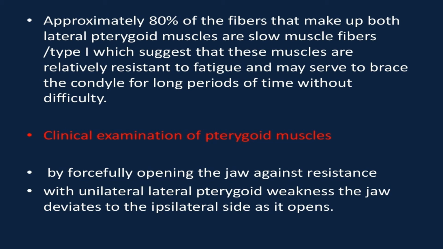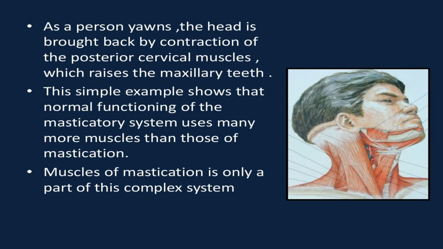79. Approximately 80% of the fibers that make up both lateral pterygoid muscles are slow muscle fibers, type I, which suggests that these muscles are relatively resistant to fatigue and may serve to brace the condyle for long periods of time without difficulty. Clinical examination of pterygoid muscles: forcefully opening the jaw against resistance with unilateral lateral pterygoid weakness, the jaw deviates to the ipsilateral side as it opens.